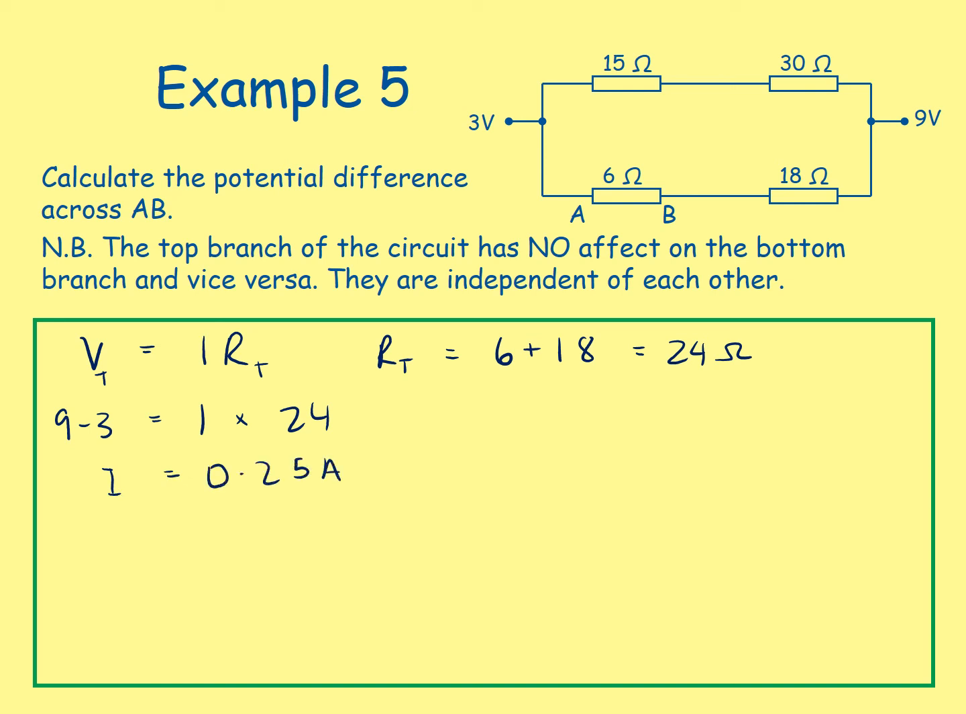Now we can use Ohm's law to calculate the potential difference across AB. So VAB equals I times RAB, which equals 0.25 times 6, which is 1.5 volts.